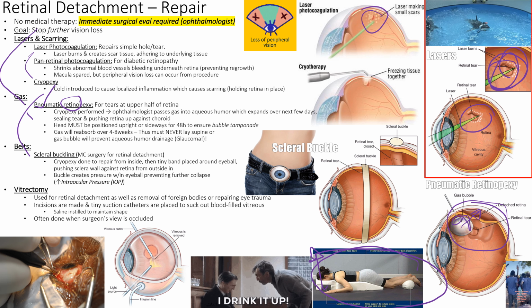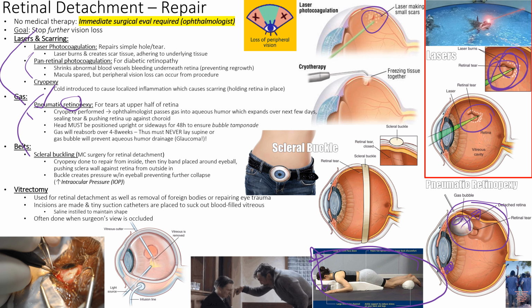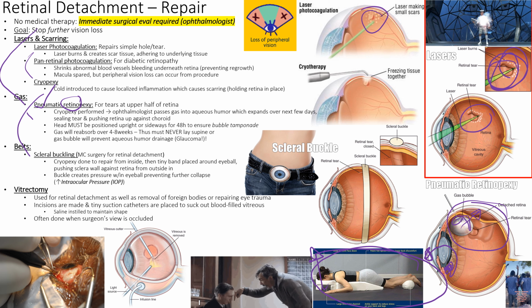How long do they have to do that, 4 to 8 weeks, or how much? Upright or sideways for 48 hours to maintain it. Okay. All right, so the gas bubble will reabsorb over 4 to 8 weeks. So it's not like you have to go back to the ophthalmologist and get it taken out. Okay, but it can prevent aqueous humor drainage, and we talk about glaucoma with aqueous humor. We don't want aqueous humor to build up, and aqueous humor gets reabsorbed at the front of the eye. So if the bubble gets to the front of the eye, it can stop that, and then we get this buildup of intraocular pressure.